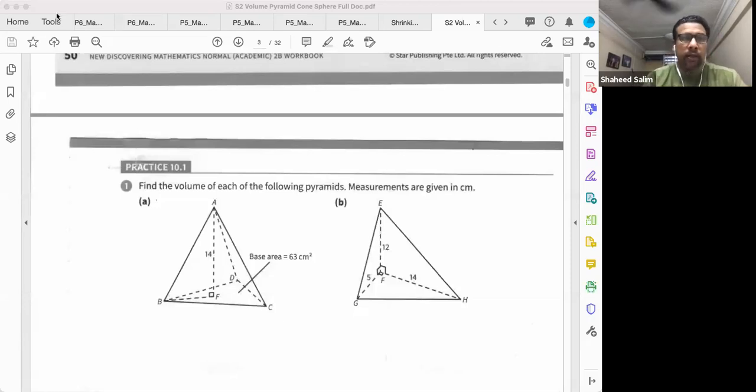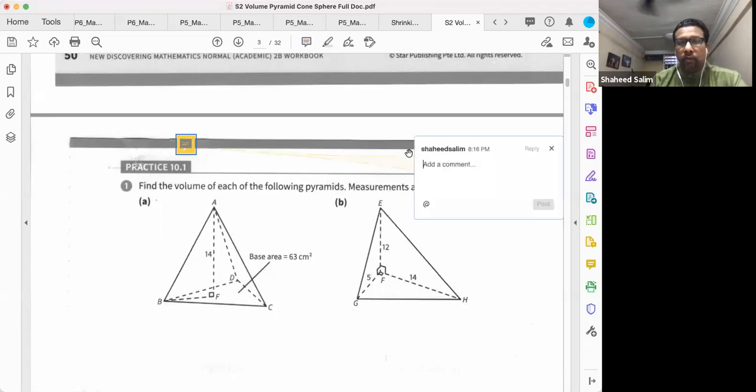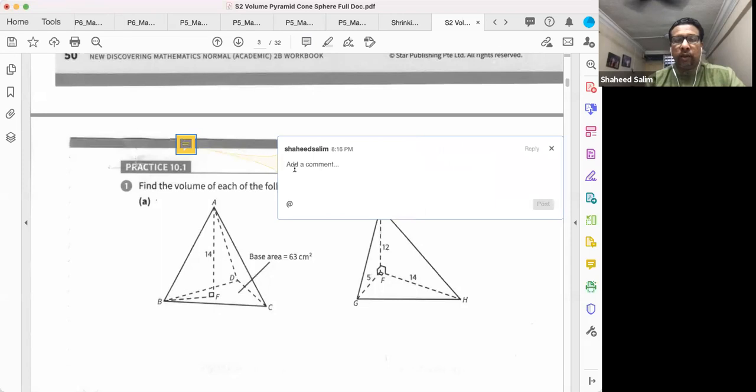Okay, 1A, 1B. Let us see the answer. Okay, Shafi'i, 1A, correct? Base area is already given down here. Just times the height, divide by 3. Base area times height, divide by 3. Okay. You must get this formula: base area times height, then divide by 3.